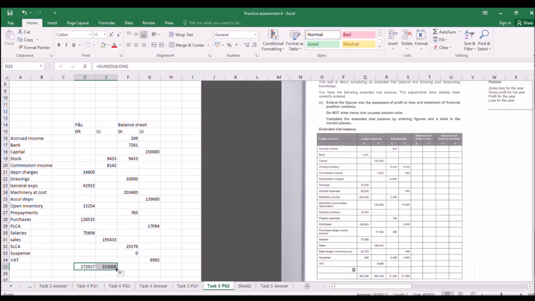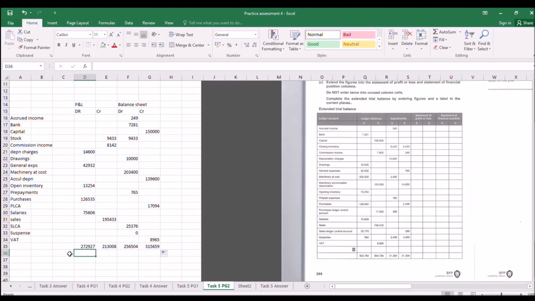Because what you'll see now is if we do run this across here, see how it doesn't balance? The thing that will not balance is that our debits are greater than our credits.